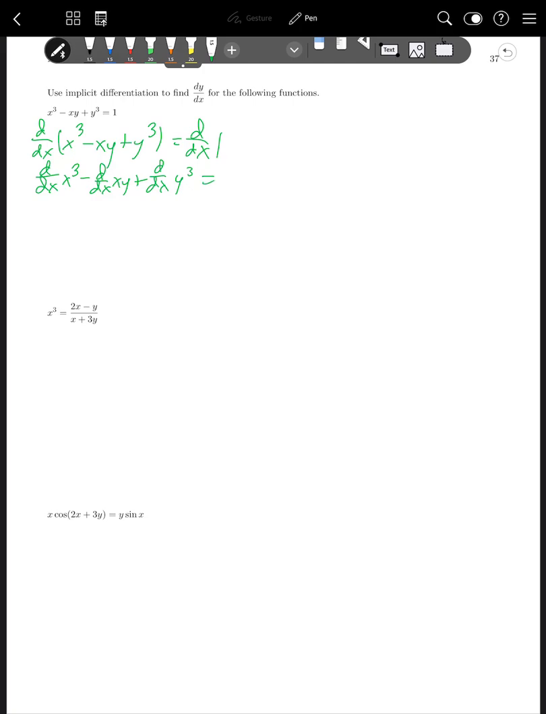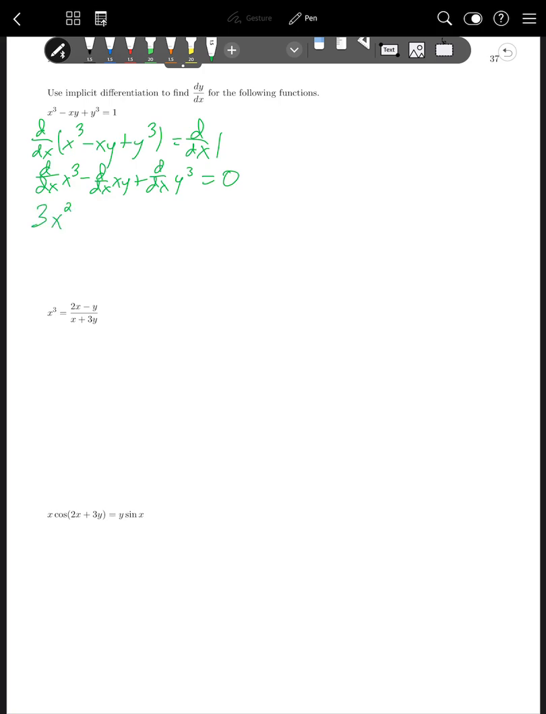equals the derivative of 1, which is just 0, right? The derivative of a constant is 0. So now we can do these three derivatives. The derivative of x cubed with respect to x, those are the same variables, so I just use my differentiation rule. So the derivative of x cubed with respect to x is 3x squared.